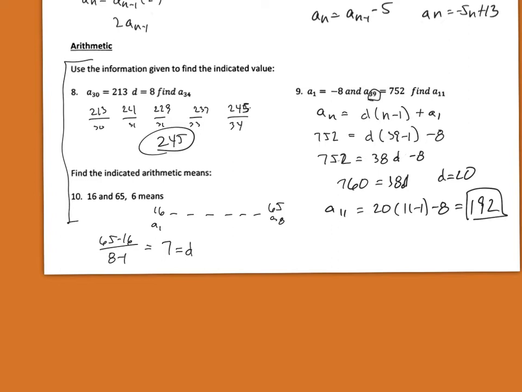And then, since it wants all 6 answers, you do sort of have to add 7 each time. 23, 30, 37, 44, 51, and 58. And of course, if you add 7, you get to 65. So these are the answers for the arithmetic means.